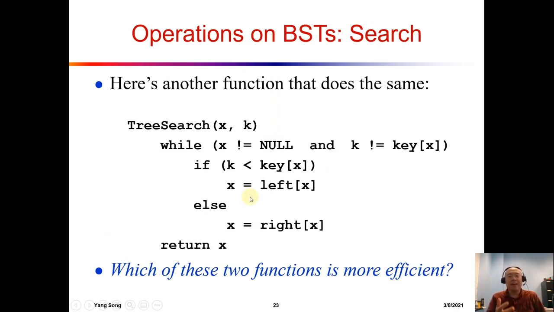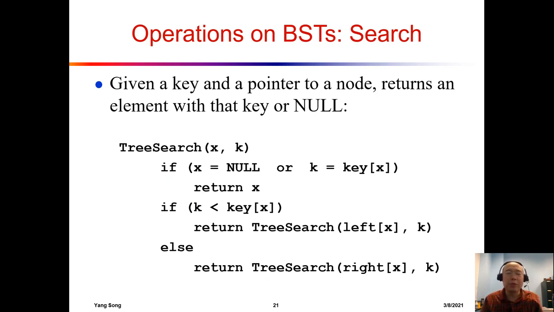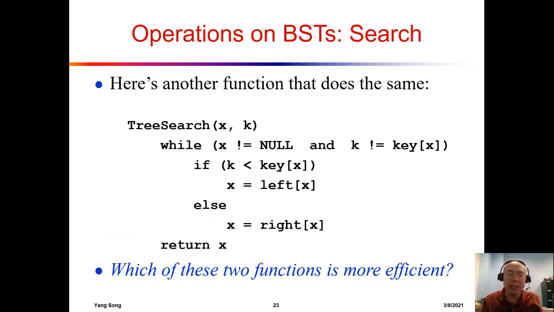And then here is another version of the search. We are still using X as the current subtree we are searching on, and the key is the key we are looking for. As long as X is not a null and K is not the key on the current node, we want to do a search. If K is smaller than the current key, we move X to the left subtree of the current node, and otherwise we move X to the right subtree of the current node. So in either way, there's no recursion here. Okay, so there are two different versions. In this version, we are using recursion. In this way, we are doing iteration, and by introducing the while loop, we don't have the recursion.